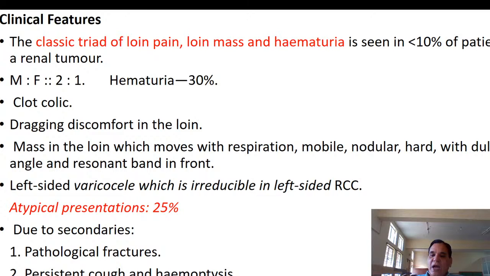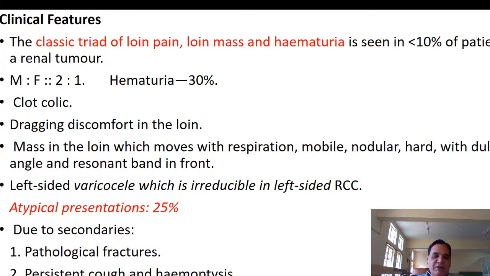Mobile, nodular, hard with dull renal angle. So dullness in renal angle and resonant band in front. Dull posteriorly, resonant anteriorly. And the ballotability. Ballotability is a sign of a kidney mass. Left-sided varicocele is a very common presentation. It is seen in irreducible left-sided renal cell carcinoma.